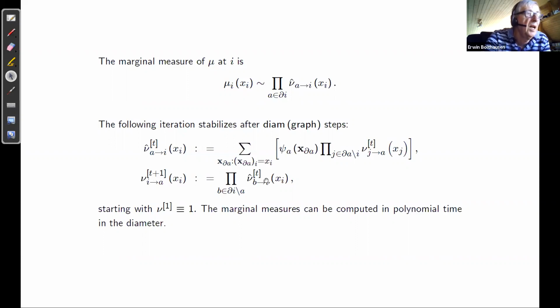What it turns out is that if you are on a graph which is a tree, it stabilizes after the diameter, and then you can also compute the marginal measure, in polynomial time in the diameter. So that's of course good.